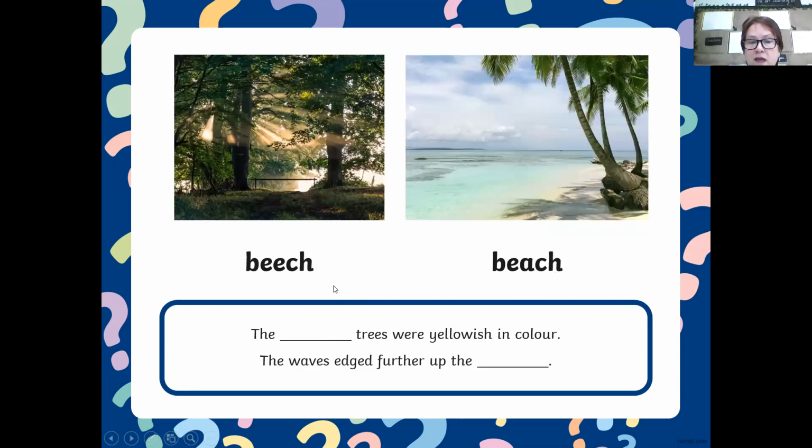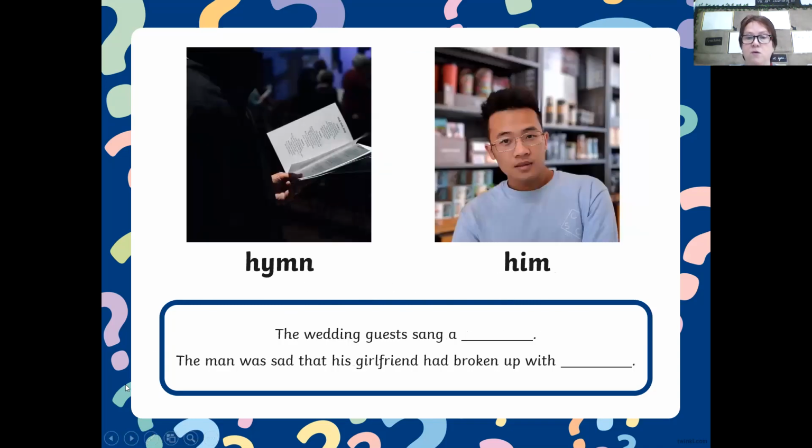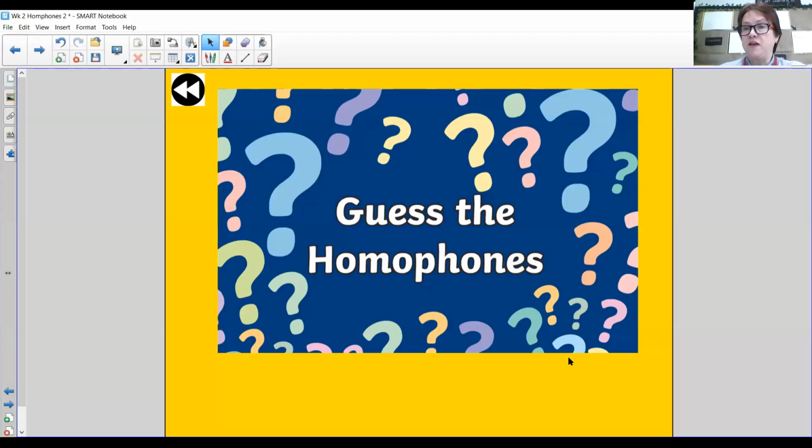Again, we've got two more here. We've got beach, the beech tree, and the beach that we might go on holiday and lie on, next to the sea. We've got him. Him, we know that one. We may not know quite the spelling of this one, H-Y-M-N. So I'm going to leave it there because we'll look at some more ones another time. Let's just go back to our things for today.